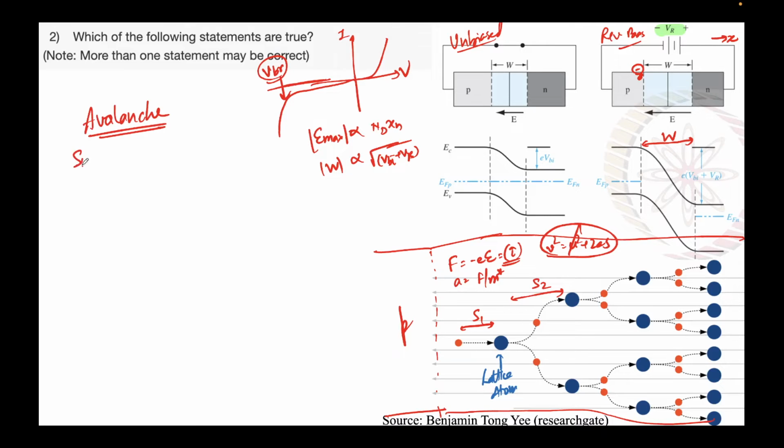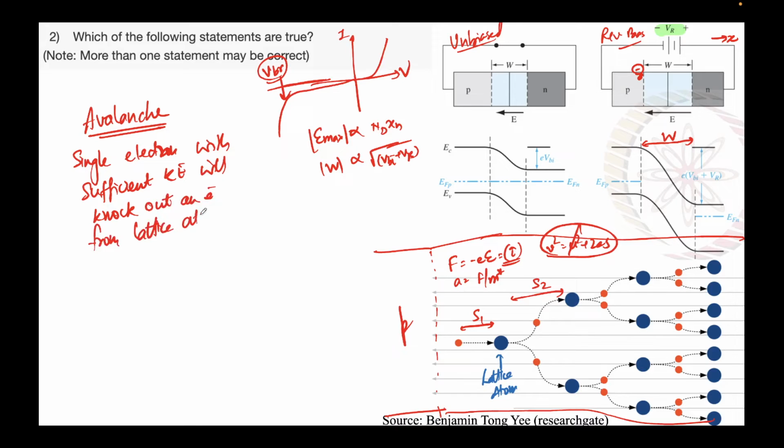That is, a single electron with sufficient kinetic energy will knock out an electron from a lattice atom, and so on. This effect will be compounded. So you can see this here.